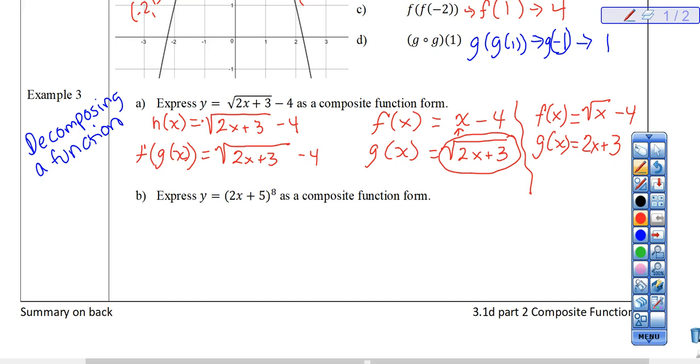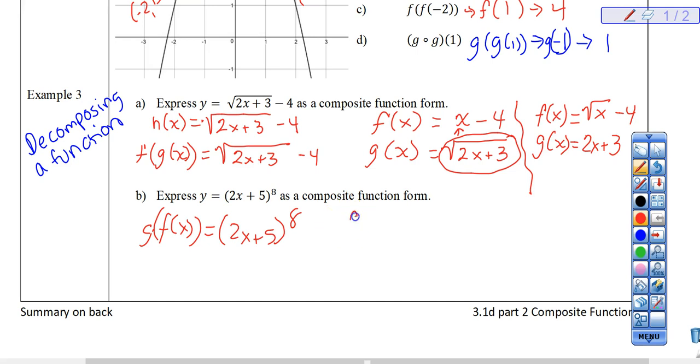This time, let's express it as g of f of x is equal to the quantity of 2x plus 5 to the 8th. And I'll stop the video so you can come up with one, and then you can check. We'll check back in a sec.